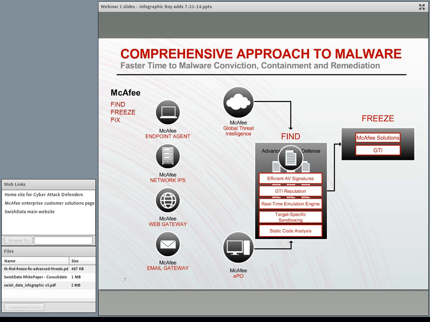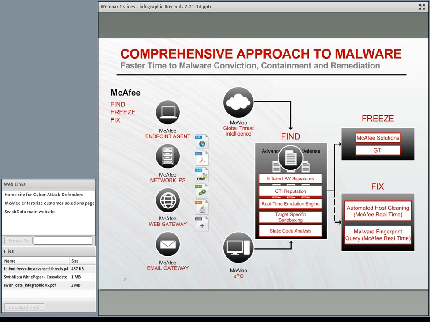And then we're taking that one step further, and we're using other automated host cleaning like McAfee Real-Time or malware fingerprint queries within Real-Time to actually go and find that in our environment and remediate it. And so we're taking the entire malware as it's coming in, an unknown targeted specific piece of malware, and we're able to identify it, freeze it, and remediate it.